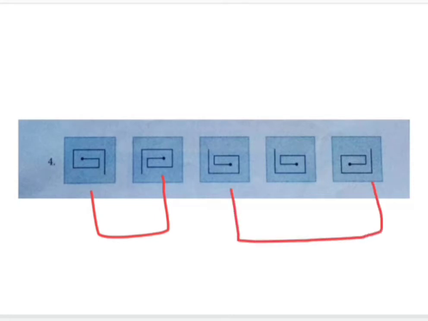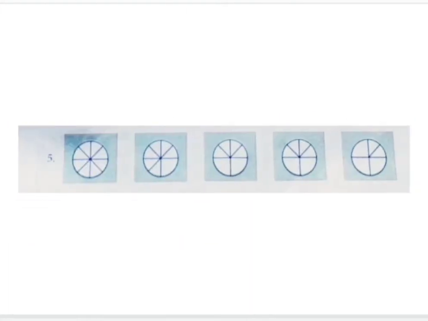Let's move to the fourth part. Now these first and second are mirror images. The mirror image of this is this one. So the answer, the odd one out, is this. This is based on mirror images. Now let's move to the fifth part.